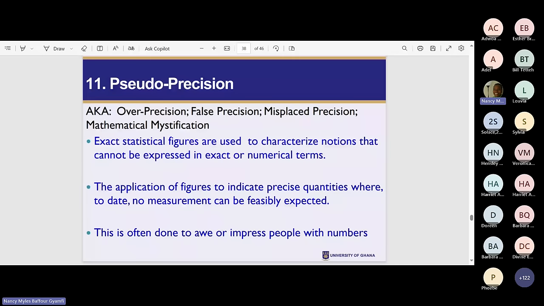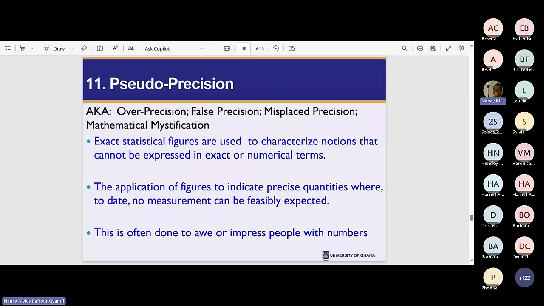Please let me be sure if you can hear me. Can you hear me, please? Yes, yes. Yes, please. Sometimes, yo. So mathematical mystification isn't the mass to mystify us. You see that? You are nominating us with the mass.